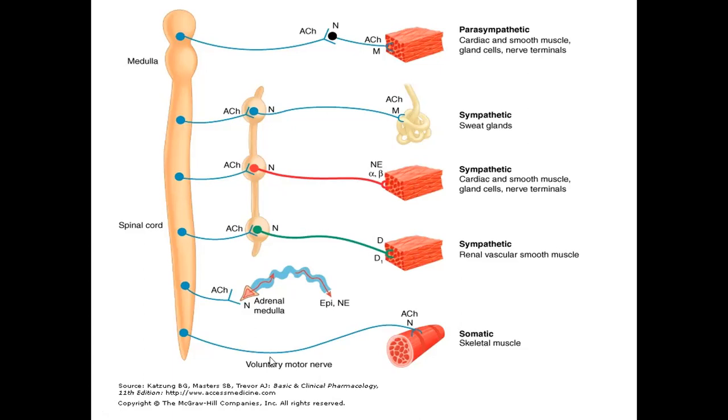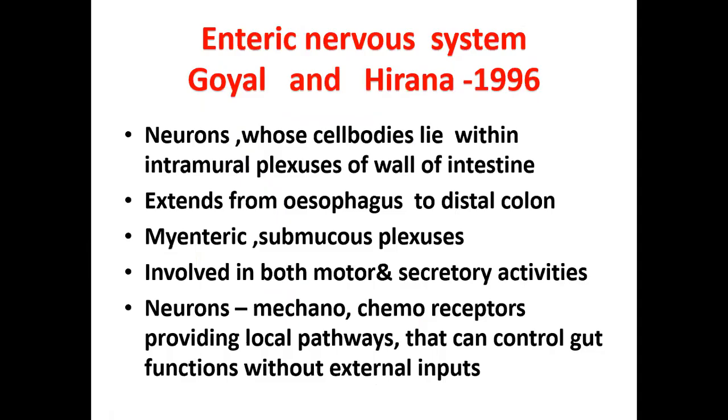And then when you look at the voluntary motor nerve, which arises from the spinal cord, it is totally a myelinated nerve fiber, and it is supplying the skeletal muscle, that is the somatic nervous system, through nicotinic receptors. The neurotransmitter is acetylcholine. So these are the various differences that you have to know. And apart from that, as I told you, there is one more thing, which is the somatic nervous system and the autonomic nervous system. In the autonomic, we have the sympathetic, parasympathetic, and enteric nervous system. So this enteric nervous system was named by Goyal and Hirano in 1996.